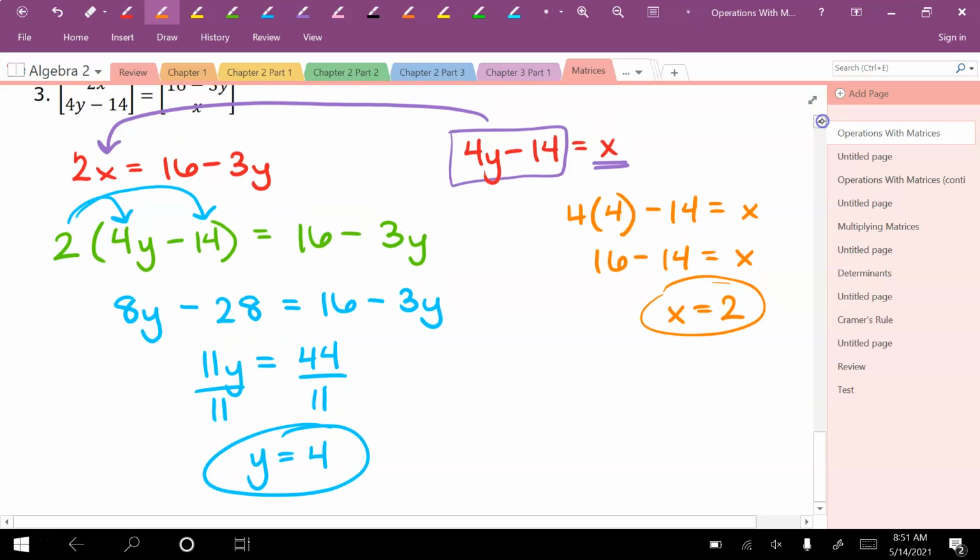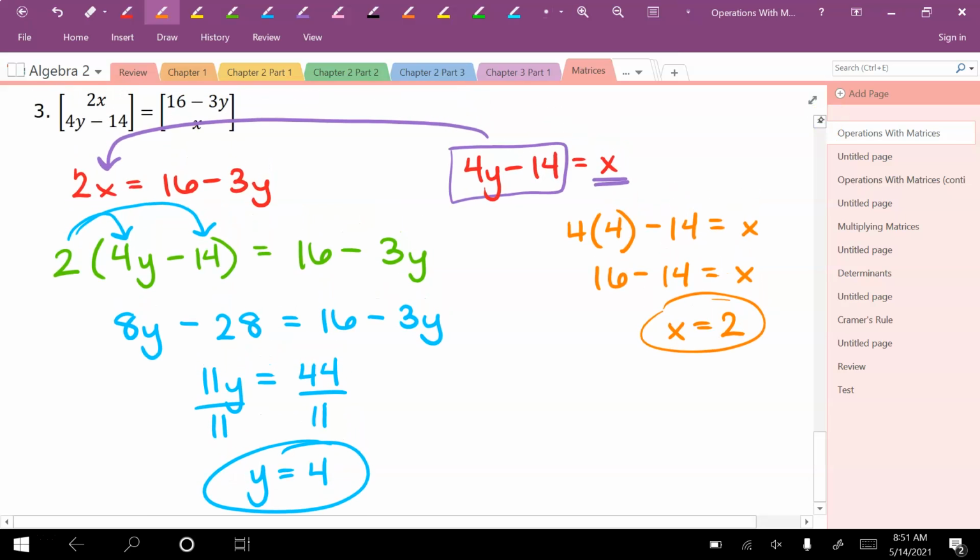And if you really wanted to, you could always go back up to your original equations. You could plug in the x and the y value on both of them and just make sure that they do equal, and they should.